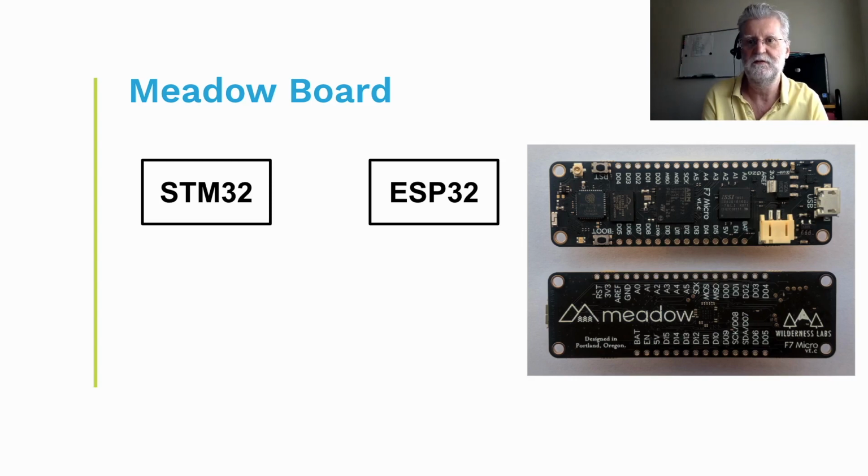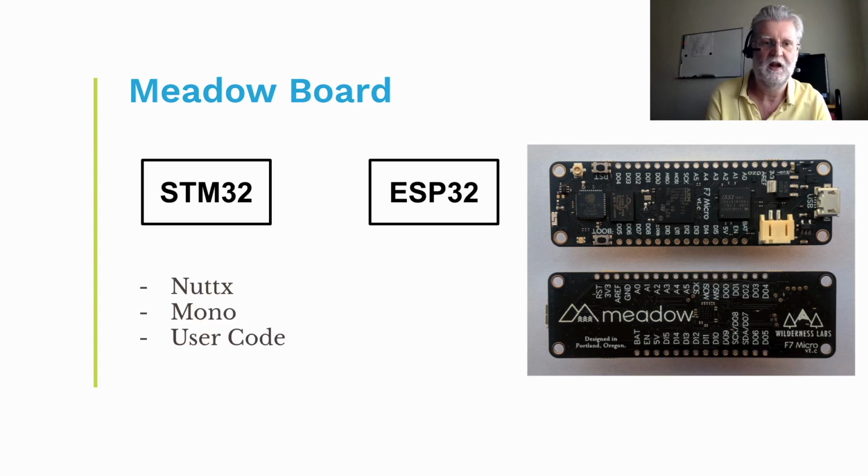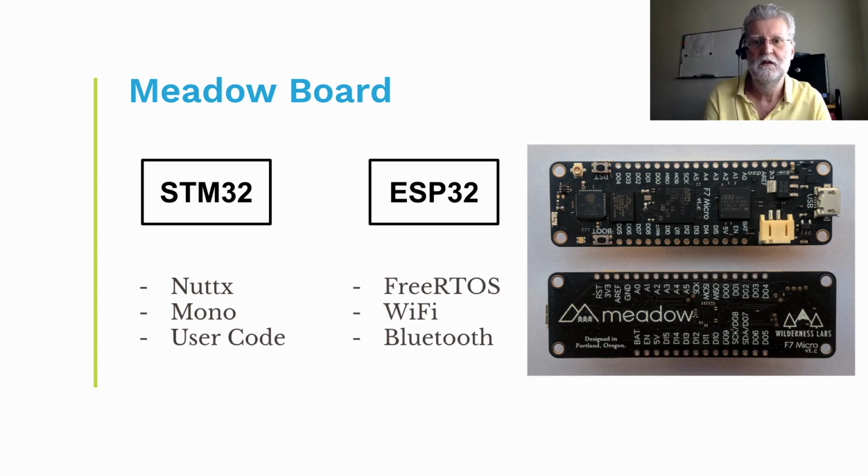So the Meadow board itself. This board has two different MCUs on the board, MCU being a microcontroller. The STM32 is responsible for running your code. This is supported by the Mono runtime system, and this itself sits on top of the Nuttx real-time operating system. The companion processor, the ESP32, provides services such as Bluetooth and Wi-Fi. These services sit on top of an application which we have written, which is run on the FreeRTOS system.